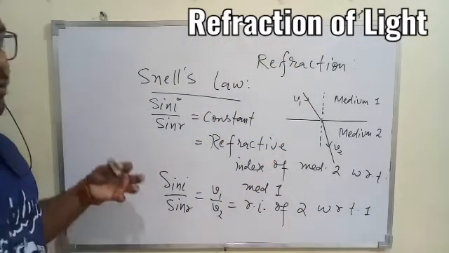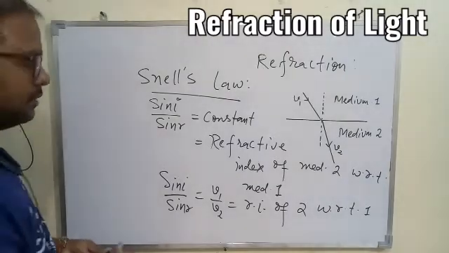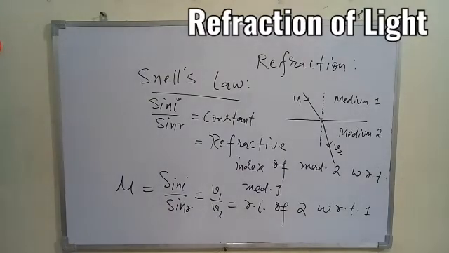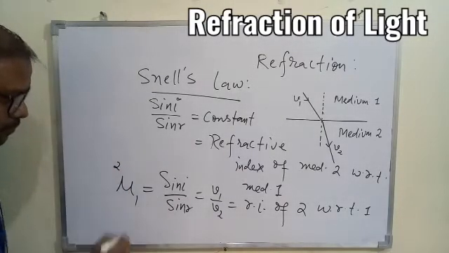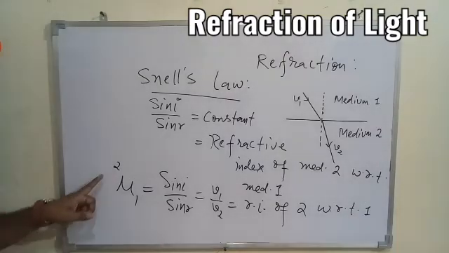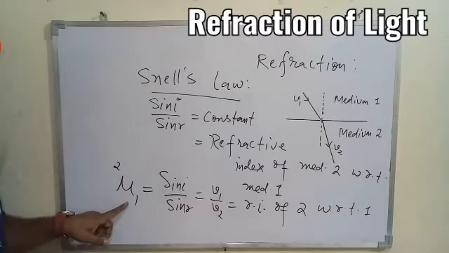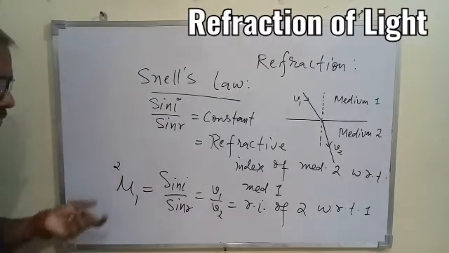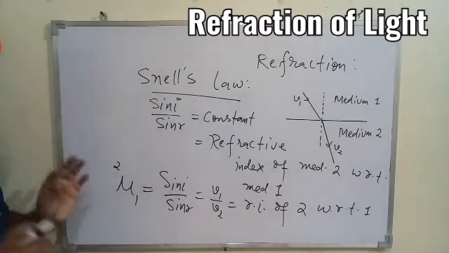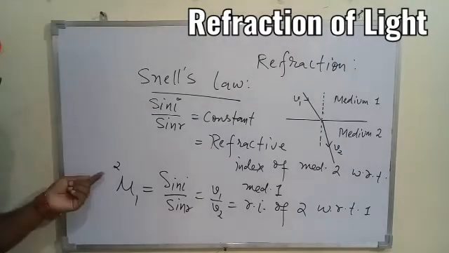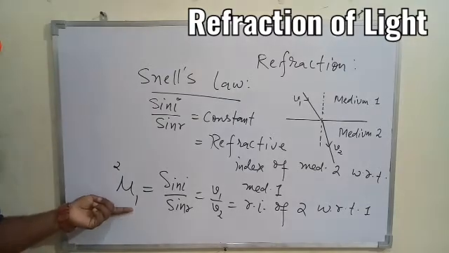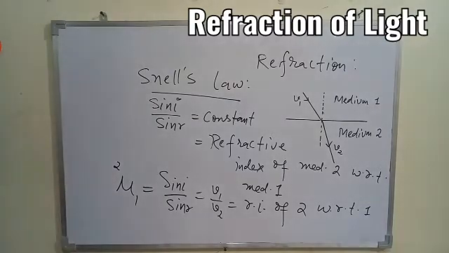Different symbols are used for the refractive index. In general it can be represented by the mu symbol, and if I write 2 and 1, it simply means the refractive index of 2 with respect to 1. Any method can be followed to show the refractive index, but whenever we use a symbol, we must specify what we mean. According to my symbol, this is the refractive index of 2 with respect to 1. So that is one thing we already understood.